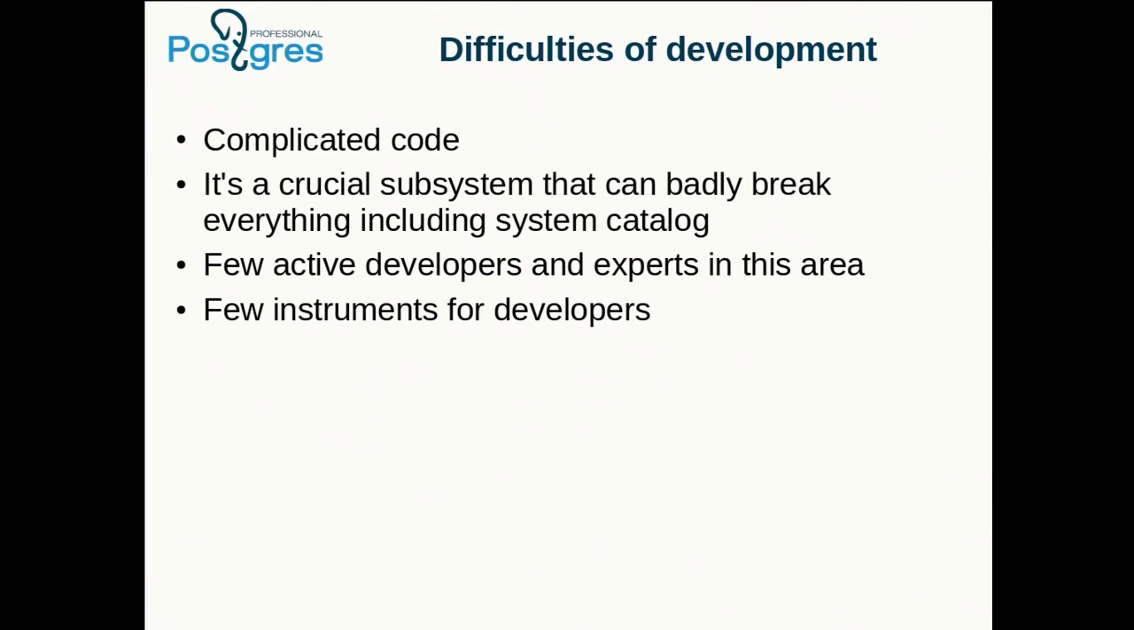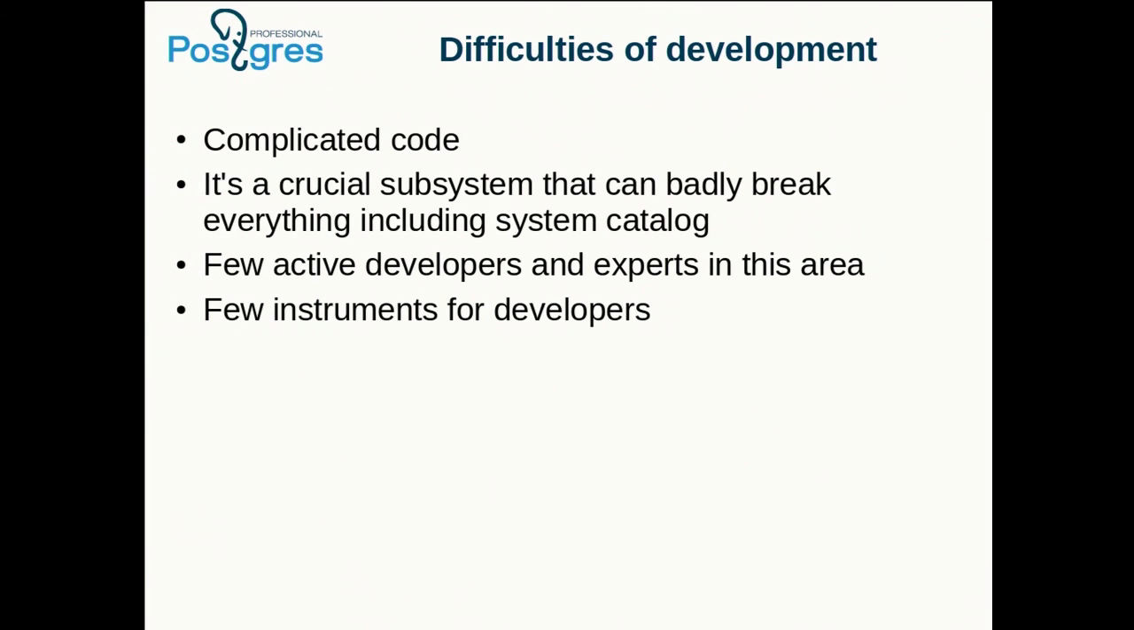So that's very good, but these features are not in Postgres yet. And I want to say some words about difficulties of development. As I already said, the code is pretty complicated. It is not just an implementation of the B-tree algorithm. It has a lot of minor and major improvements for performance issues. As well, it's a crucial subsystem, and we had some bad experience in previous years.